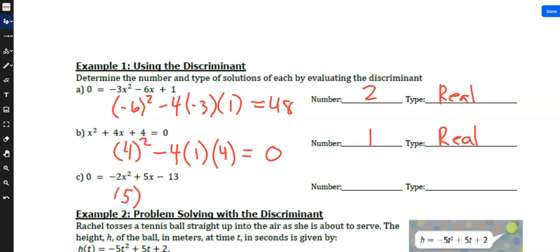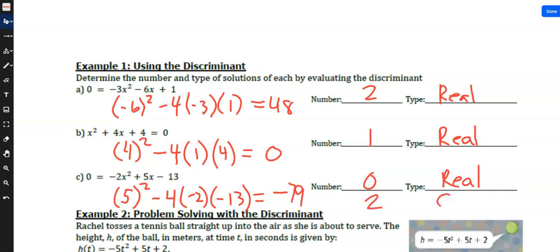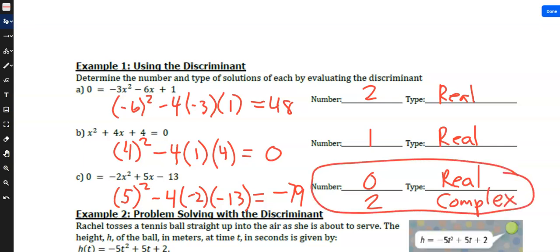B squared minus 4 times the a value times the c value. Let's see here. 20 minus 13. -79. That is 0 real. But you also need to be able to tell me that's too complex, because those things go together. So that's important.